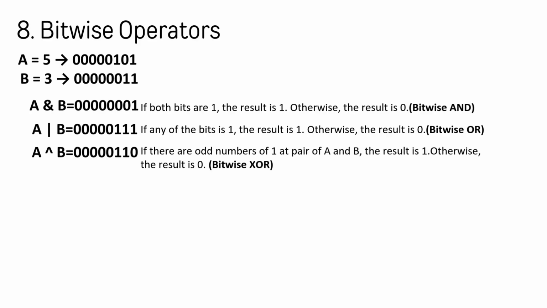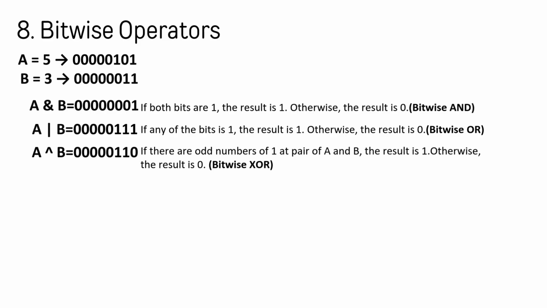Now come to the bitwise XOR operator. If there is an odd number of 1s in the pair of A and B, the result will be 1. Otherwise, the result is 0. So we see that if we compare 5 and 3, there is 1 1. We will always consider the rightmost bit first. 1 1: since there are two 1s, it's not an odd number of 1s, it is an even number of 1s. That's why we will get 0 here.